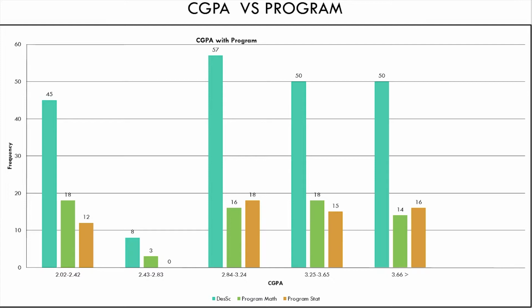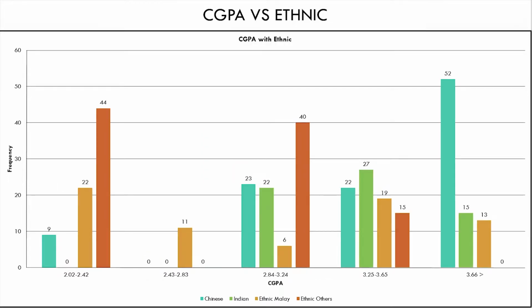Why? For program math and program statistics, it depends on the pointers. For the graph CGPA versus ethnic, we also know CGPA 2.02 until 2.42 is from other ethnic, maybe Kadazan or others. For 2.43 until 2.83, the highest student is Malay ethnic.